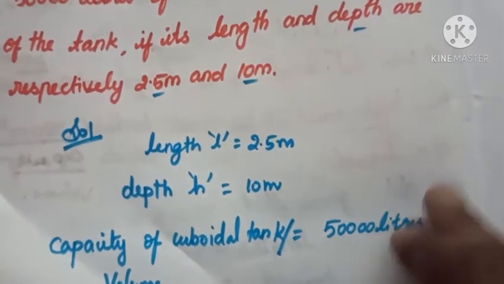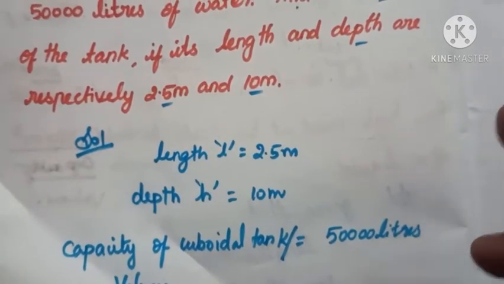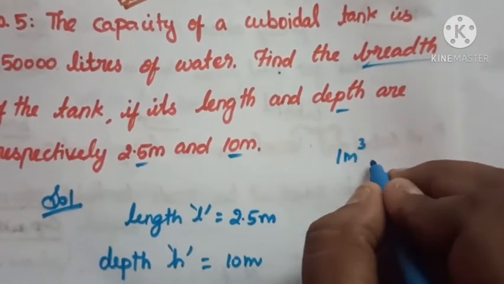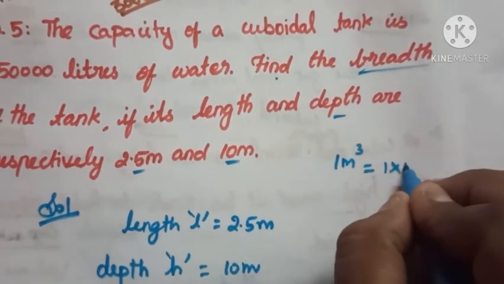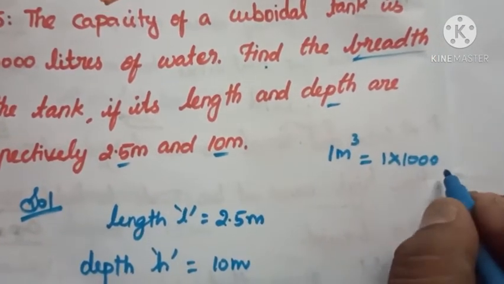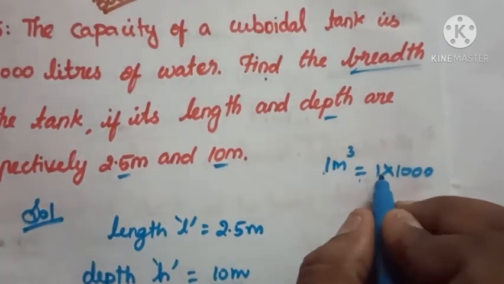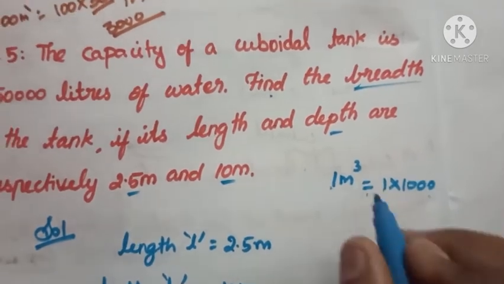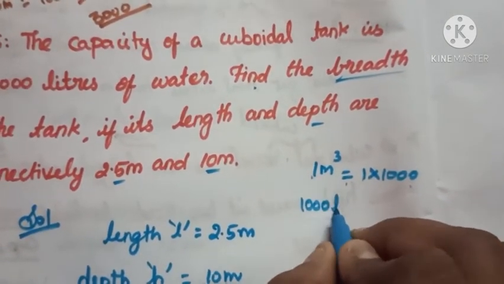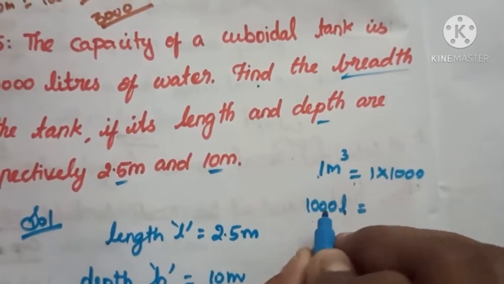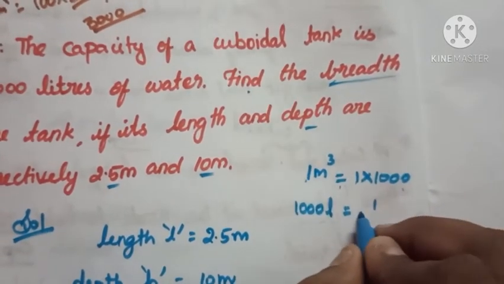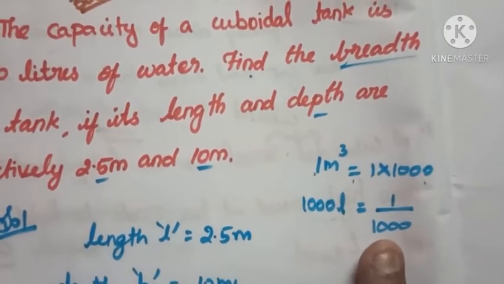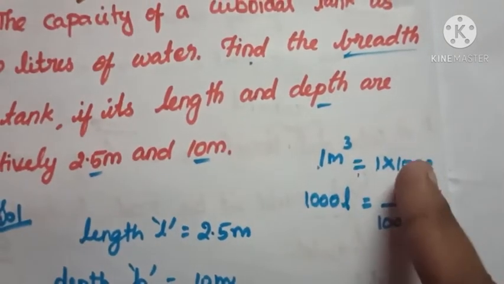In a previous sum I explained to you, when you change meter cube to liters you must multiply with 1000. This is the condition. For example, 1 meter cube is equal to 1 into 1000. But when you convert liters to meter cube, 1000 liter, you must divide by 1000. Okay, this is the basic concept to change over meter cube to liter and liter to meter cube.